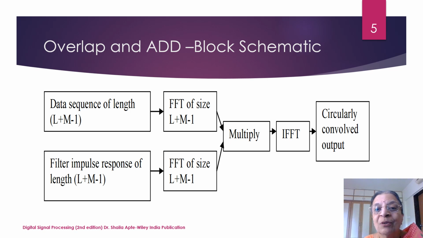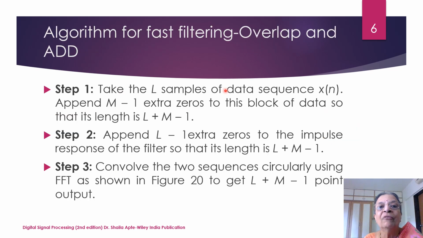Now, what is the algorithm for overlap and add? Let us go and see. Algorithm for fast filtering, that is overlap and add. Take L samples of the data sequence and append M minus 1 extra zeros to this block of data so that its length is L plus M minus 1, as I told you. Append L minus 1 extra zeros to the impulse response of the filter. Both should have the length of L plus M minus 1, and then convolve the two sequences circularly using FFT.